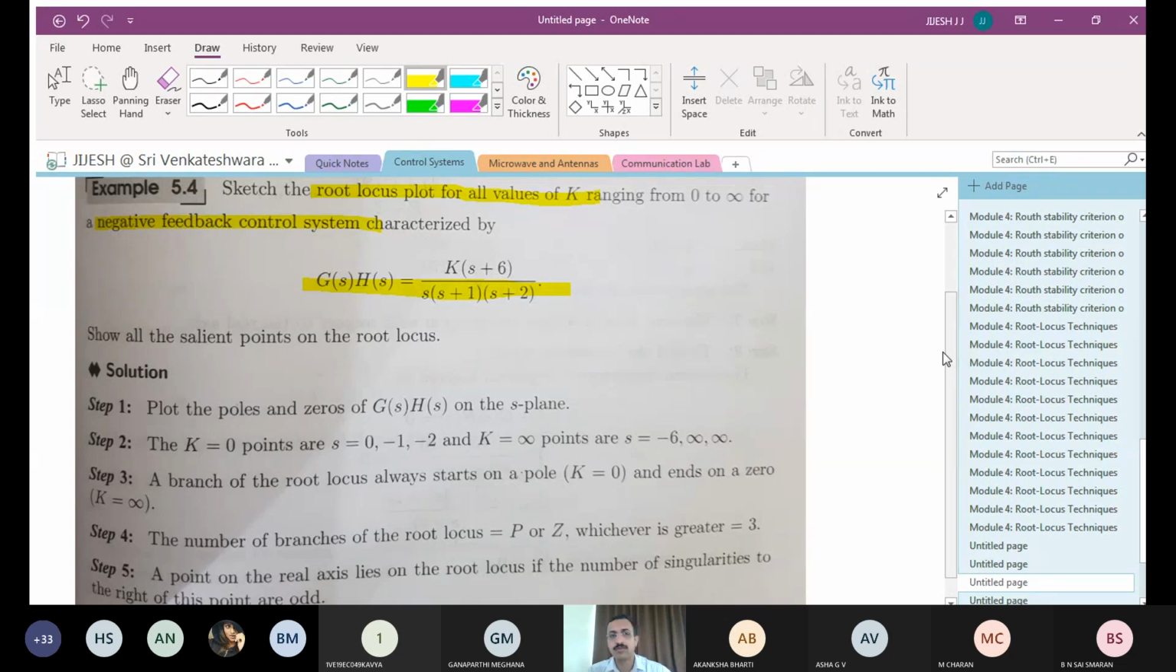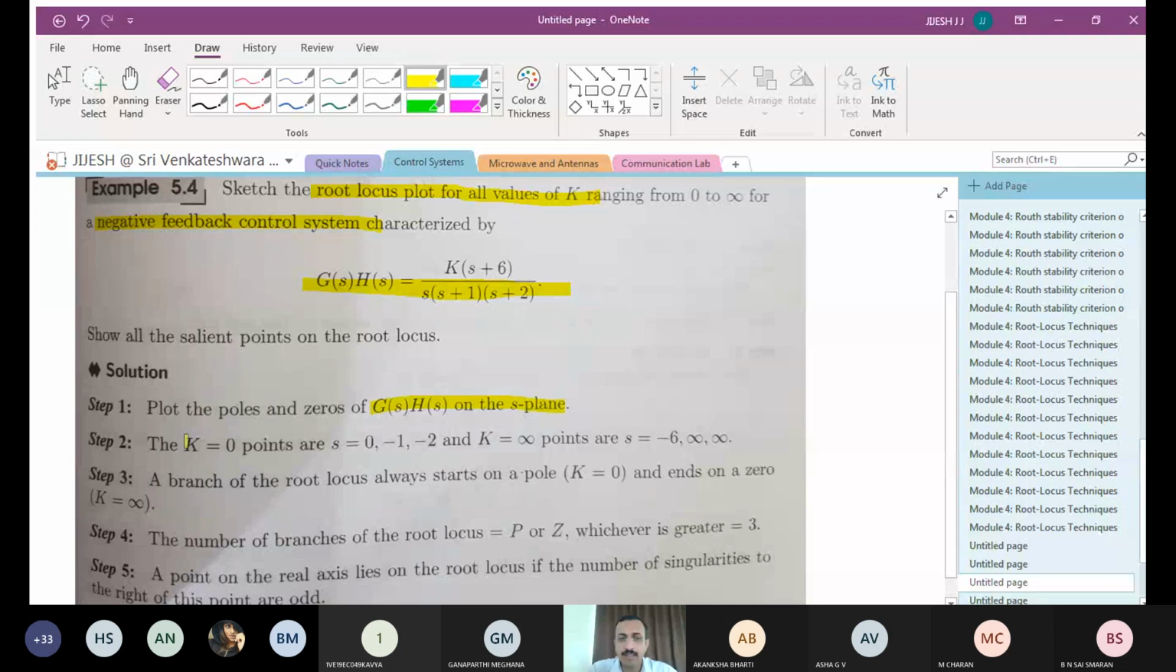So you can try doing it. We are doing the fifth problem, so you can complete it step by step, faster. We have done 5 to 6 problems now, so you understand what things have to be done in this problem. So first you have to plot the poles and zeros of G of s H of s on the s plane.